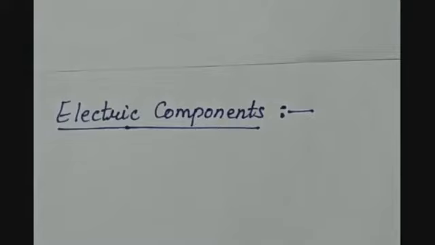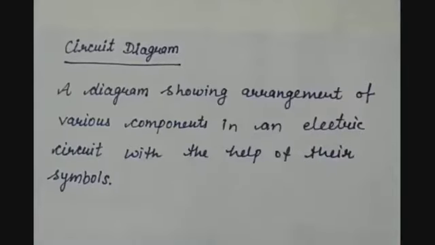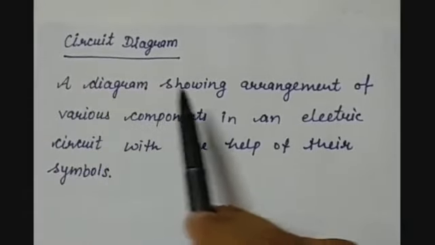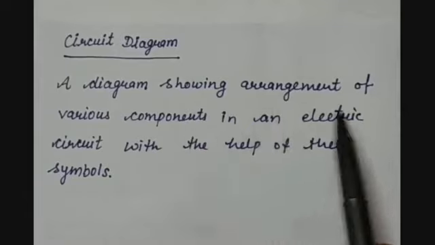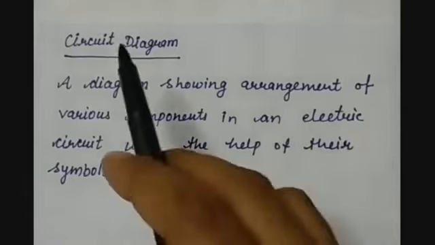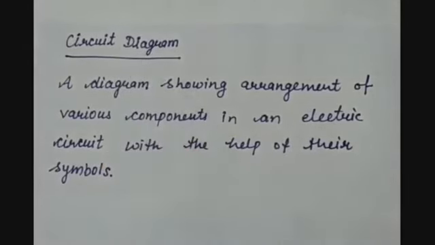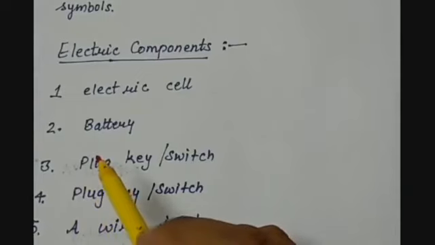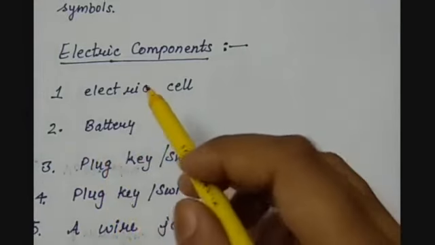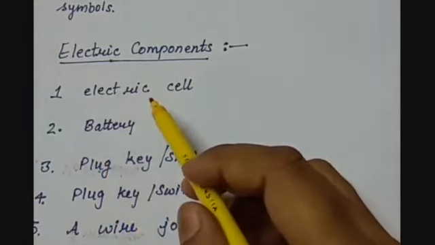Then what is electric circuit diagram? A diagram showing the arrangement of various electric components in an electric circuit with the help of their symbols is called electric circuit diagram. So before drawing an electric circuit diagram, we should know the symbols of various electric components. So we have a few electric components here along with their symbols.